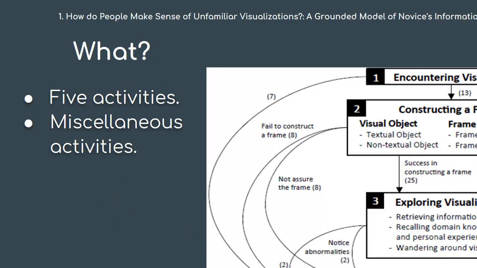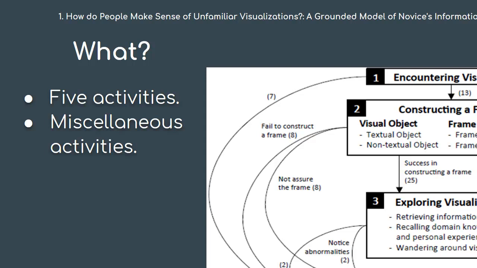Here is the novice model that they also developed. As you can see, there are 5 activities in this model, and the arrows show the transitions between activities, and the numbers indicate the number of transitions between activities. The first activity is encountering visualization, which means the user starts to look at the information, and this often happens at the beginning of each session.